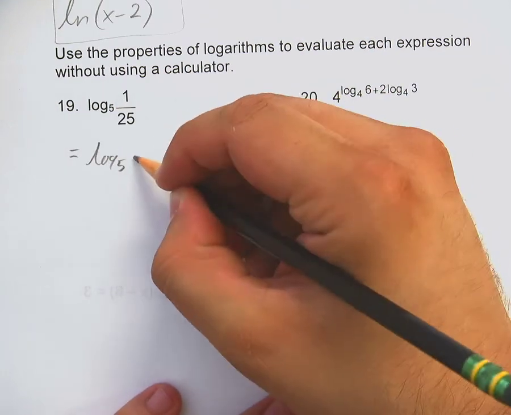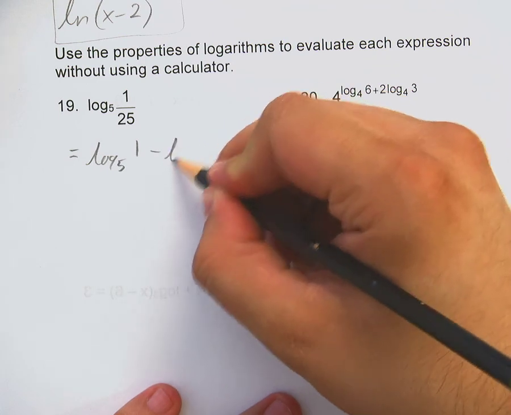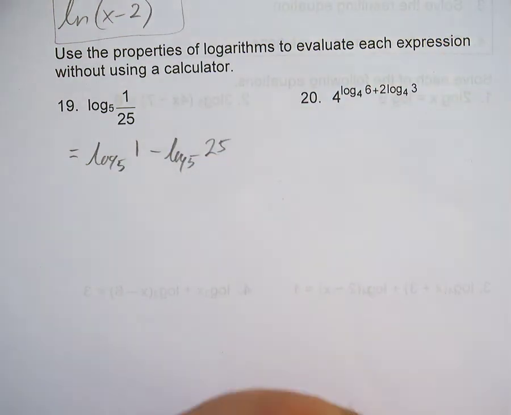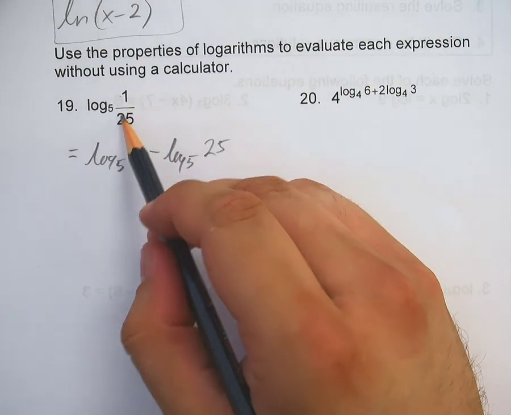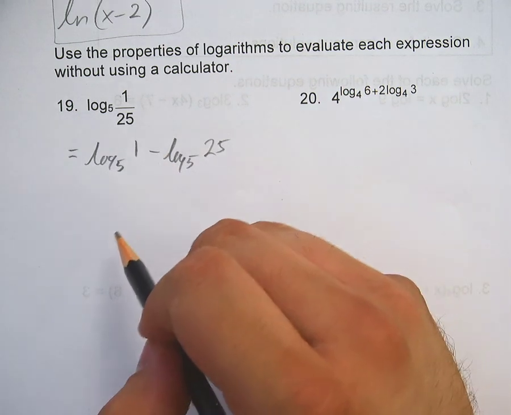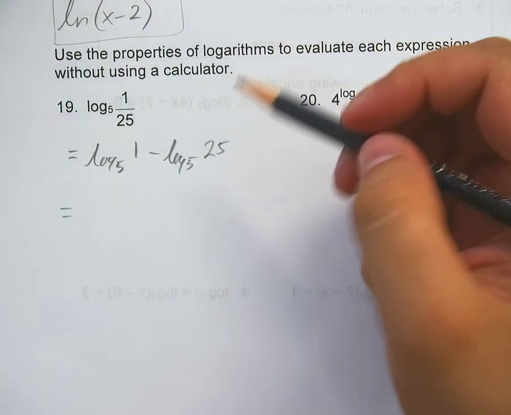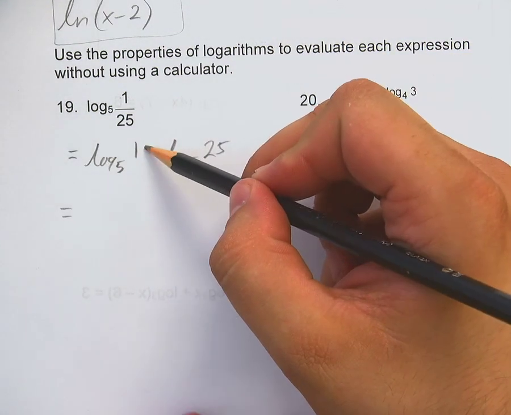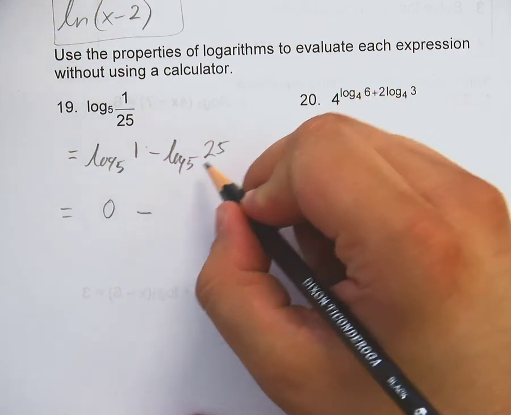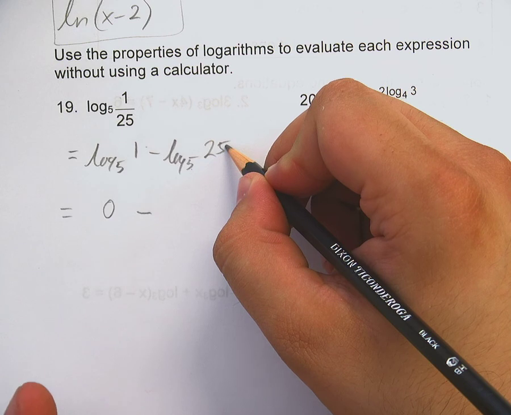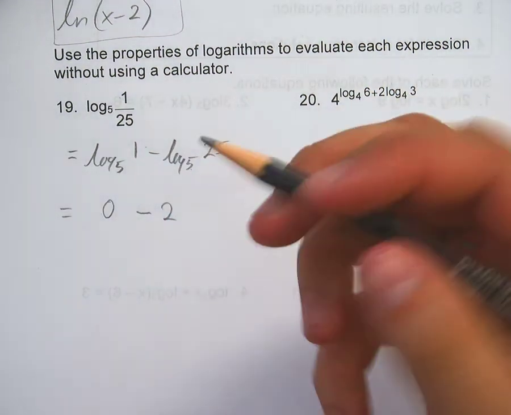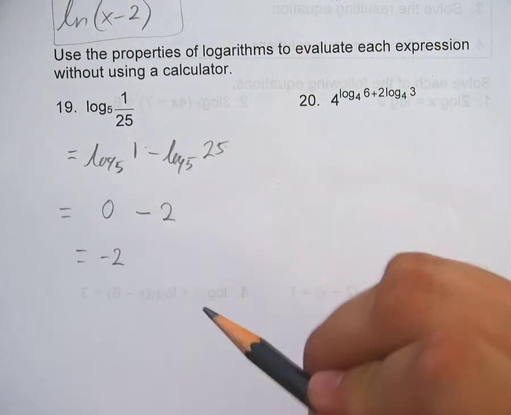Log base 5 of 1 minus log base 5 of 25. Split them up with subtraction. This is a fraction, so split it up with subtraction. 5 to what exponent gives you 1? Well, that's 5 to the 0. Minus 5 to what exponent gives you 25? That's 2. So your exponent is 0 minus 2, which is negative 2.